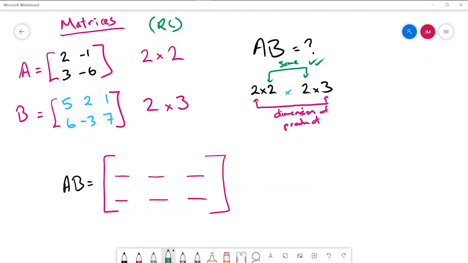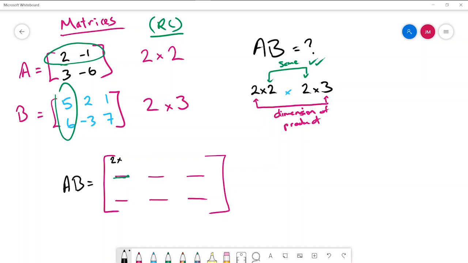Now, what we need to do is, remembering RC is our order, for the first entry in the first row and the first column, we need to multiply the corresponding values from A and B. So we want the first row, because R is first, we want the first row of A, which is all of these values, 2 and -1, and we want to multiply it by the first column of B, which is 5 and 6.